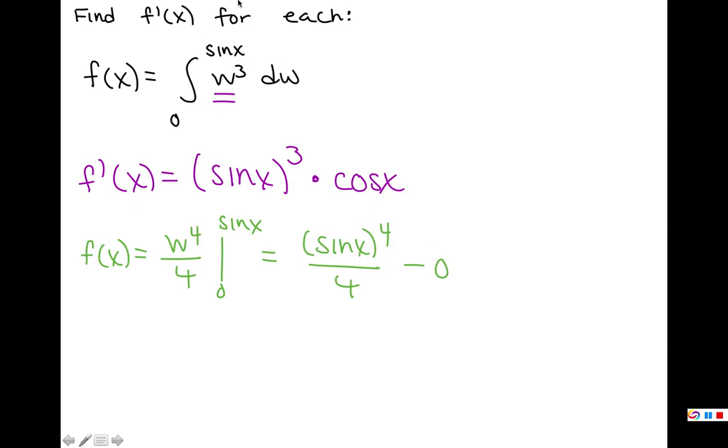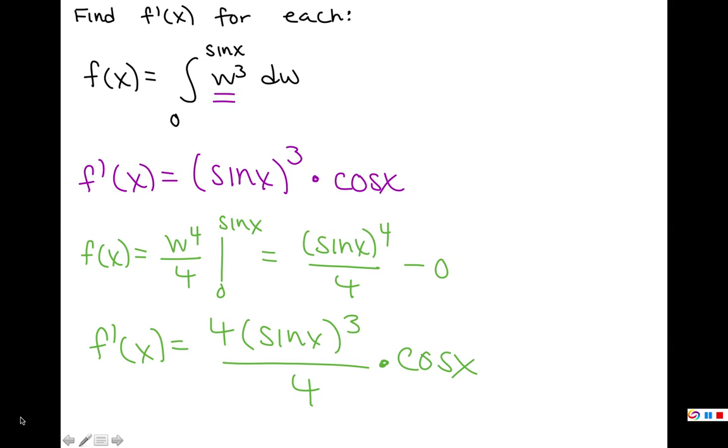Okay, so here's my long way. I actually took the time to integrate w to the third. So I looked at the w to the third. What is the antiderivative? I get w to the fourth over 4. I plugged in my bounds of integration, so I got sine x to the fourth over 4. And then when you plug in 0, 0 to the fourth over 4 is just 0.